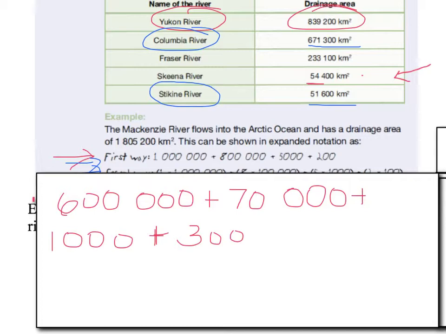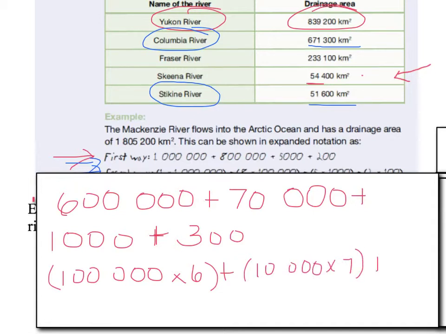If you were doing this in the multiplication manner, we would have the 100,000s times 6, because there's 6 in that place, plus the 10,000s times 7, because there's 7 in that place, plus the 1,000s times 1, because there's 1 in that place, plus the 100 times 3, because there's 3 in that place. So there you go, both ways. Check yours and see how you did.